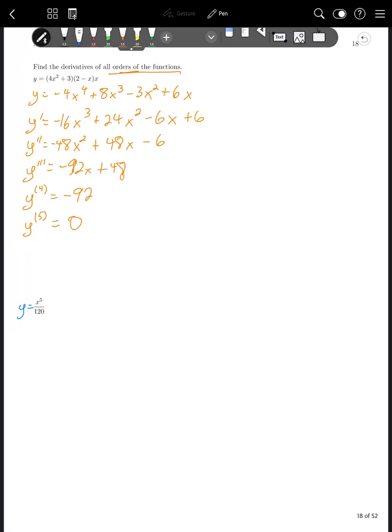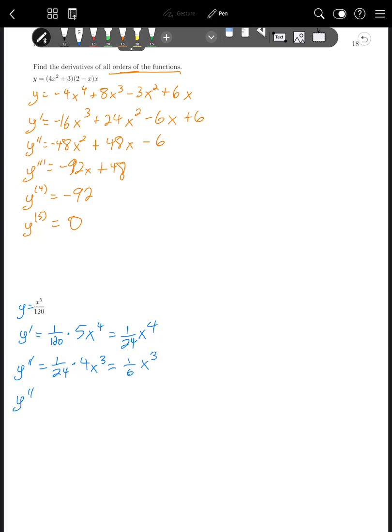So now that you've had a chance to try that, let's do them together. So y prime would be 1 over 120 times 5x to the fourth. So that's 1 over 24 x to the fourth. And then y double prime would be 1 over 24 times 4x to the third, which is 1 over 6 x to the third.